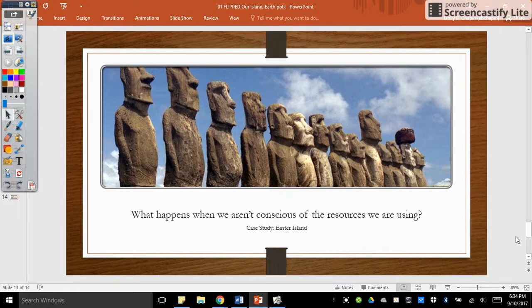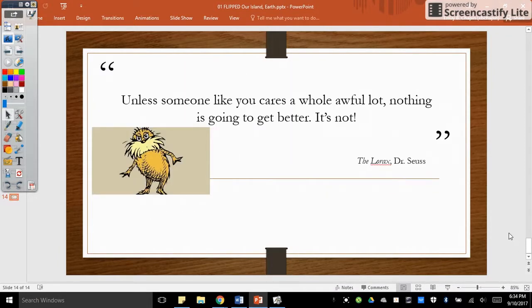So what is going to happen when we aren't conscious of the resources we are using? Well, in class, we will do a case study on Easter Island, and you will be able to see what happens when we aren't exactly conscious of the resources we are using. One thing I want to leave you with is this quote from the Lorax: unless someone like you cares a whole awful lot, nothing is going to get better. So sustainability is all about making sure that we're doing the best for the planet and living in a way that will benefit the planet for the future. So be someone who cares, because it's not going to get better unless you are someone who cares.